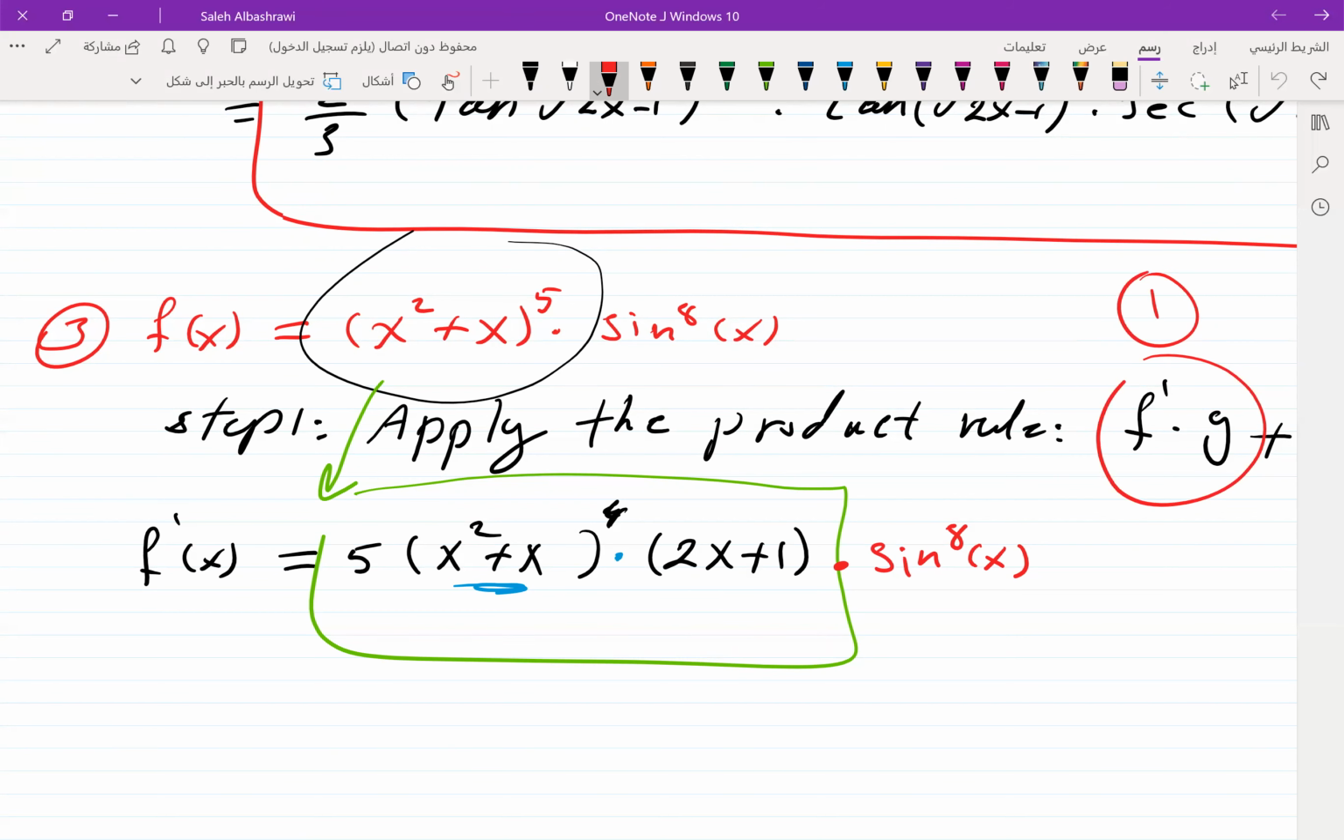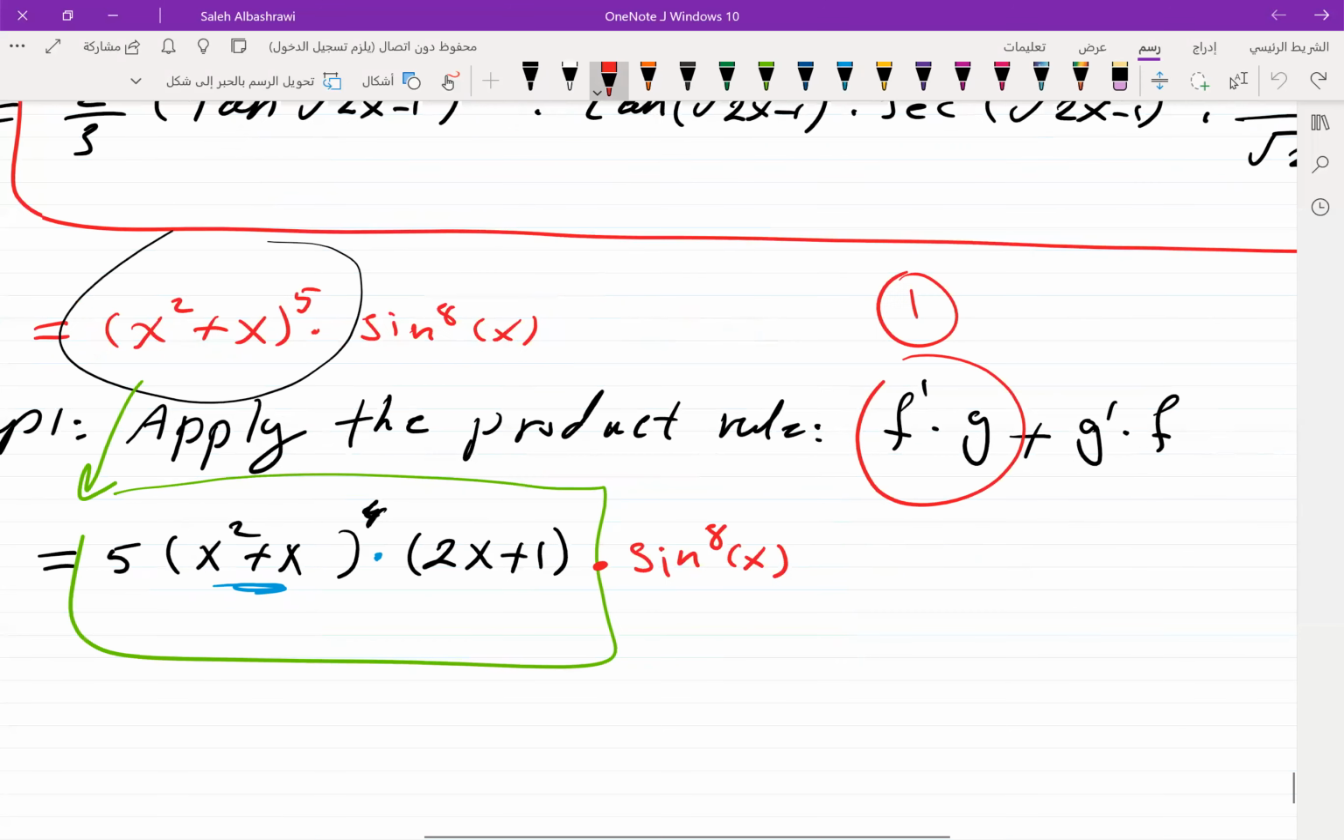It is f prime g. This is only the first part of the product rule. Now for the second part, which is g prime f. So I have to differentiate now the second function. And you can see I have 2 functions. I have the power and I have sine.